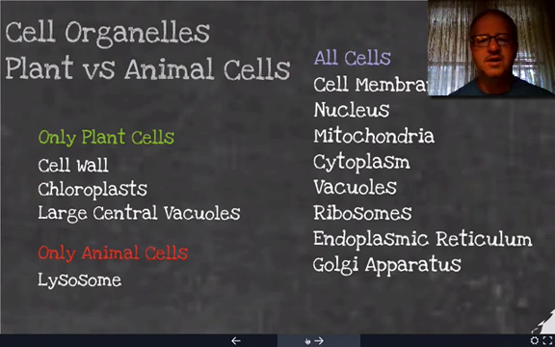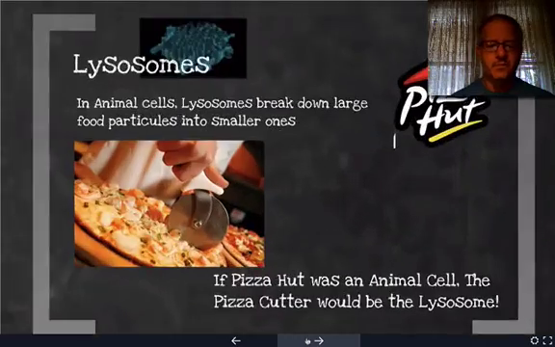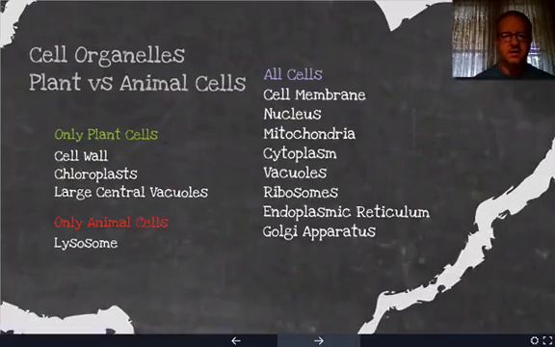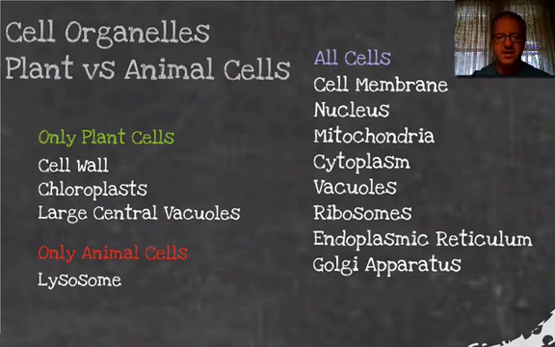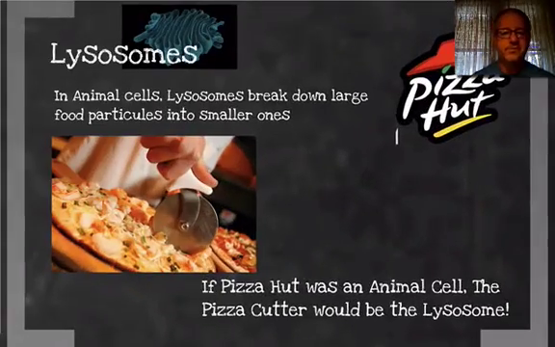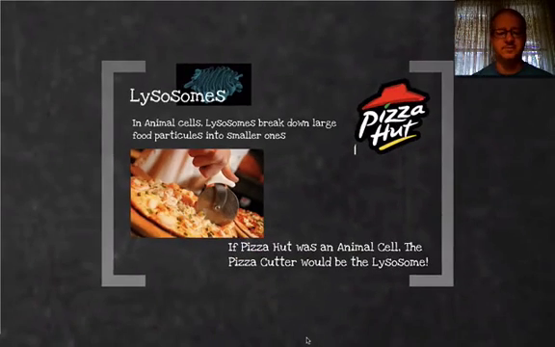But I mentioned that we were going to talk about all cells, and the differences between plant cells and animal cells. So, went too far. So we have the animal cells that have a lysosome that we don't find in the plant cells, and the lysosomes break down large food particles into smaller ones. So if Pizza Hut was an animal cell, which we were comparing it to a plant cell, but if it were an animal cell, the pizza cutter would be the lysosome.